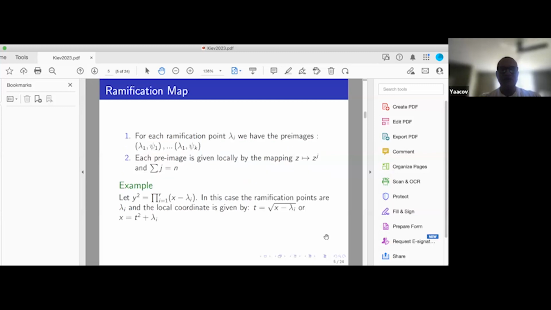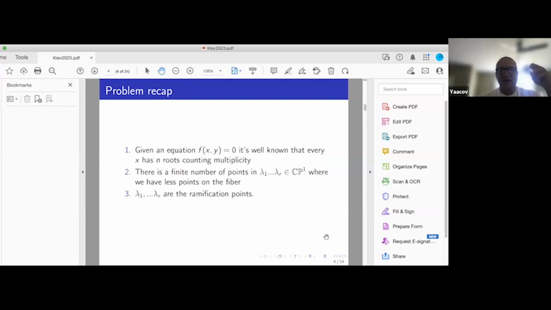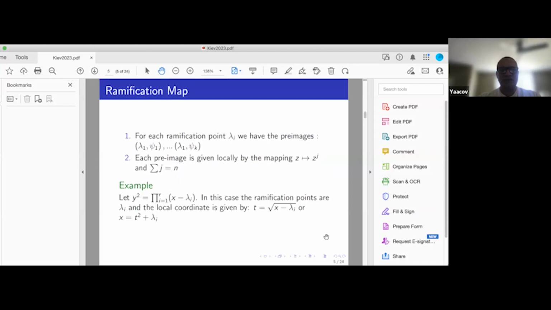Now, for each ramification point lambda_i, we have the preimages, psi_1 to psi_k. So lambda_i lies on the sphere; lambda_i is here, the x coordinate. And for each lambda_i, I have fewer solutions than the n solutions if I don't count the multiplicities. Now, let's assume that the y preimages are psi_1 to psi_k. Each preimage is given locally by the mapping z goes to z to the power of m_j, where m_j is basically the multiplicity of the mapping locally, and the sum of the m_j equals n.